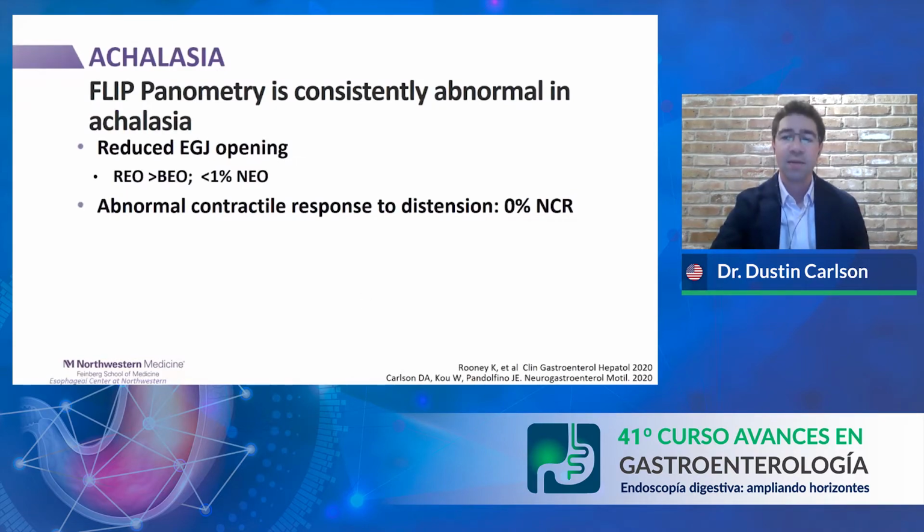However, a few key takeaways from the esophageal motility evaluation with FLIP panometry. One is that FLIP panometry is consistently abnormal in achalasia, with reduced EGJ opening and an abnormal contractile response to distension. So while every abnormal FLIP is not achalasia, a normal FLIP can essentially rule out the presence of achalasia.